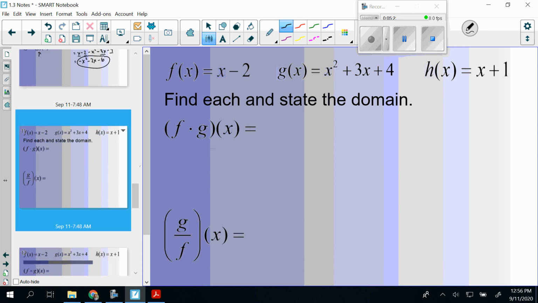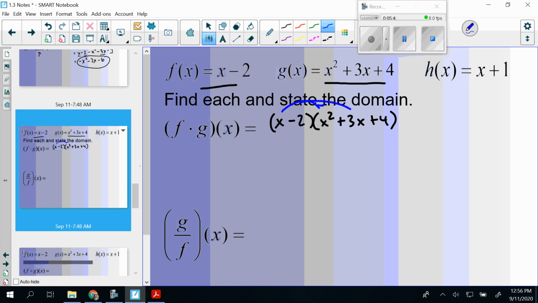Let's look at some multiplying, dividing now. Again, f and g are two functions, so same two functions we were just dealing with. If we multiply them, we're doing x minus 2 times that one. Here parentheses are again important because we're multiplying, so here you're going to have to distribute.